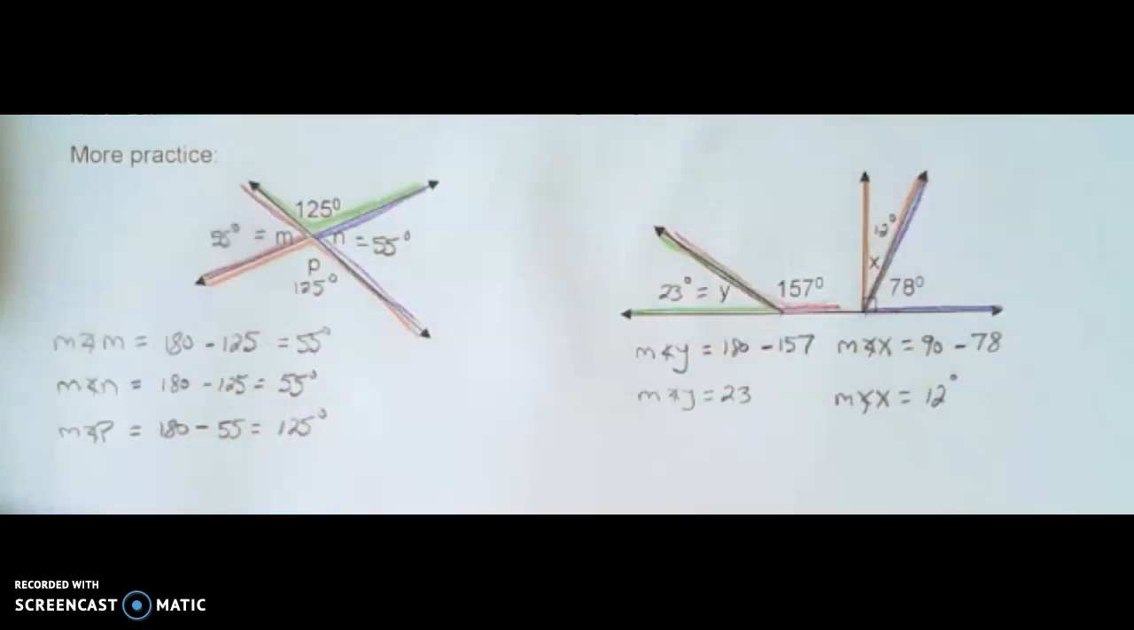Okay, so if you have more than one vertex point, you have to pay attention to where the angle is located and only look at that vertex point. For angle Y, we looked at this vertex point where we saw the 157-degree angle in angle Y. And for angle X, we looked at this vertex point where angle X is located and the 78-degree angle is located.